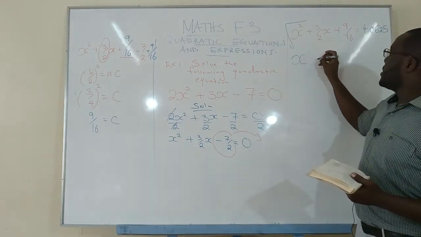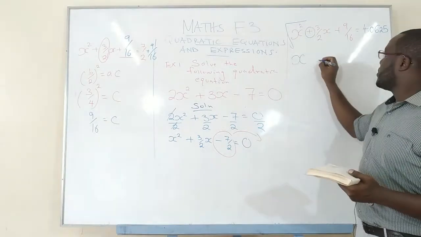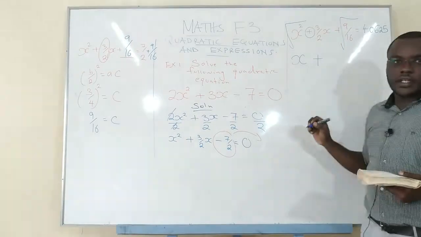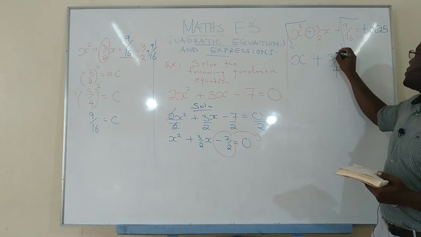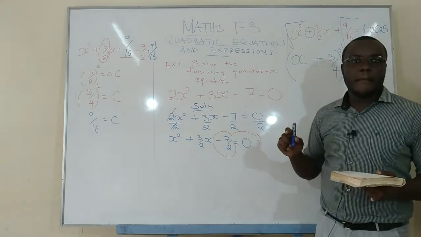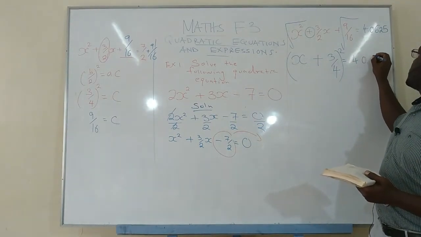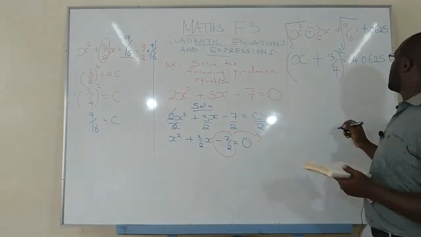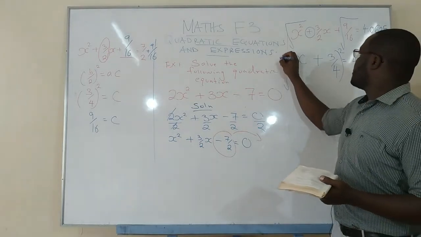Then you take the sign of b, which is plus, and square root the last number, which will give us 3 over 4. Put a bracket there and you put square, is equal to 4.0625. That's why we call them perfect squares. At this level, we normally say now we square root both sides.